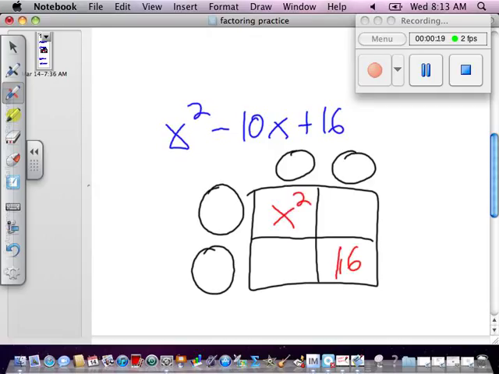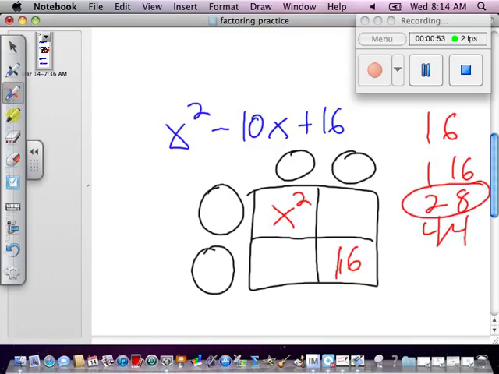What I've got to do is figure out what two numbers multiply to give me 16, but add together to give me negative 10. So in my head, I've got 16. I know factors of 16 are 1 and 16, 2 and 8. Does 3 go into 16? What about 4? And then 5 doesn't, 6 doesn't, 7, and then we're back at 8. Which ones of these would add together to give me 10? 2 and 8. But what kind of 10 do I have? So both of these have to be negative.